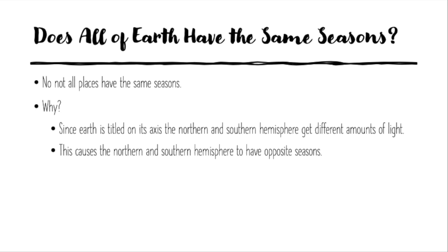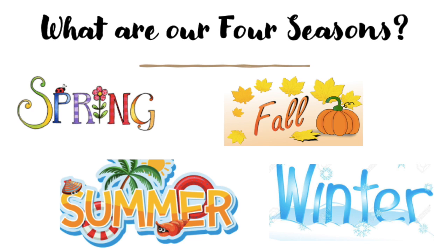Does all of Earth have the same seasons? Not all places have the same seasons. And why, you may ask? Since Earth is tilted on its axis, the northern and southern hemispheres get different amounts of light. This causes the northern and southern hemispheres to have the opposite seasons. So what are our 4 seasons? They include spring, fall, summer, and winter.